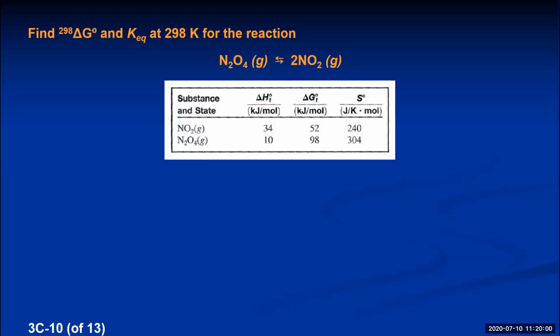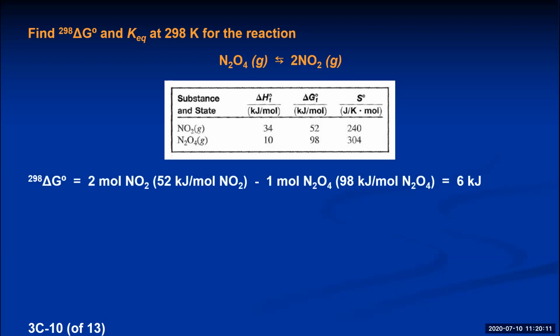So here's data from handout 5. And if I use my standard free energy of formations for the two substances and go products minus reactants, the first thing I'll calculate is delta G naught at 298. So that's going to be 2 moles of NO2 multiplied by its standard free energy of formation, which is 52 kilojoules per mole, minus on the reactant side 1 mole of N2O4 multiplied by its standard free energy of formation, which is 98 kilojoules per mole. And I get a delta G naught value that equals 6. Means the reaction is spontaneous in the reverse direction, but the question just said what is the delta G naught value, so it's 6 kilojoules.